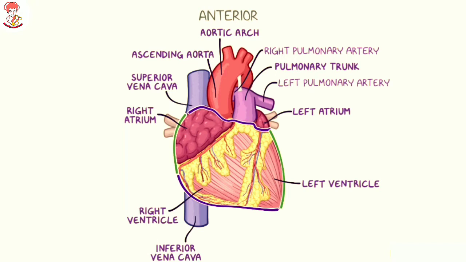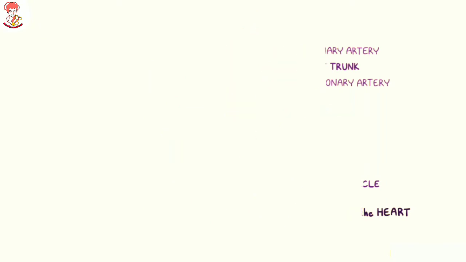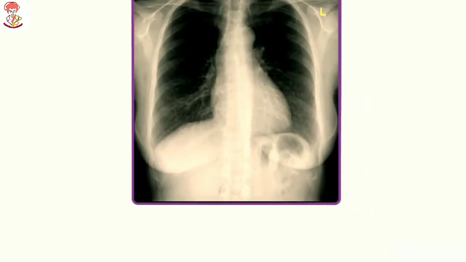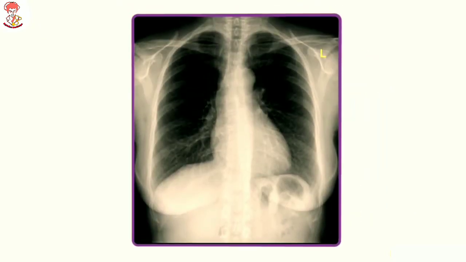Now pay attention here, because the end of the inferior border along with the lower part of the left border make up the apex of the heart, which represents the tip of the left ventricle. Some of these features can also be identified on a posteroanterior chest X-ray.